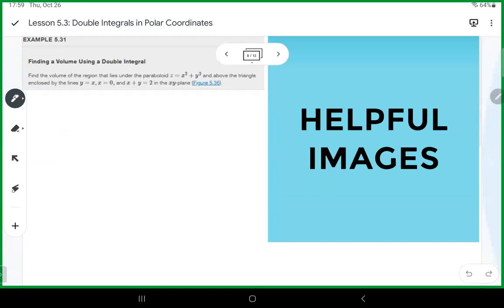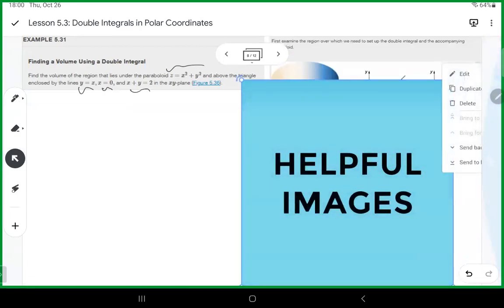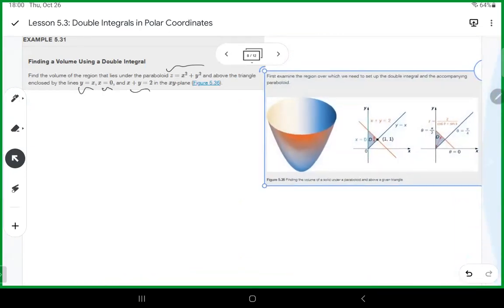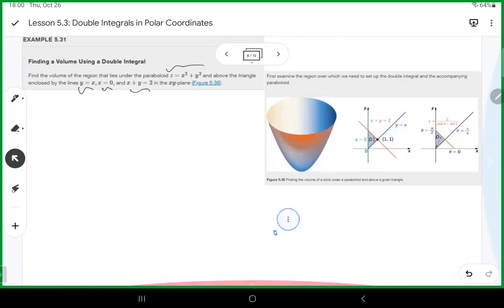All right. So finding the volume of a double integral, here's our paraboloid. It is going to be above the triangle enclosed by the following lines, and that's going to give us this image. Okay. So the region D is the following.